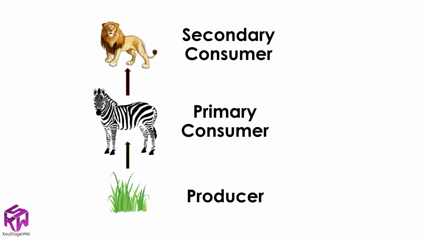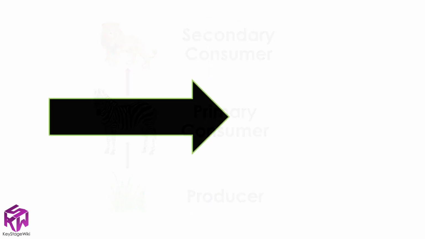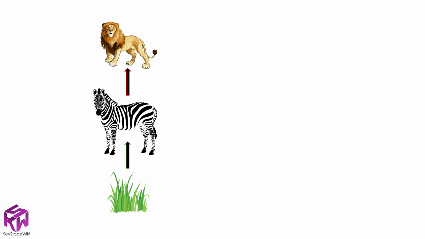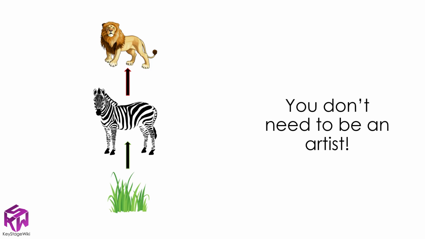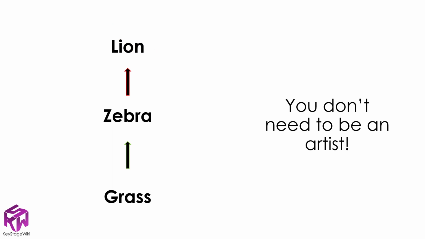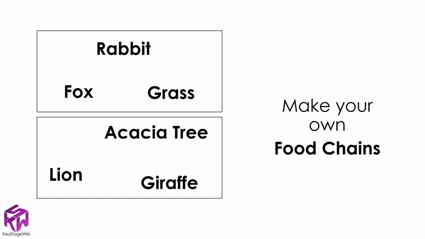So, what do the arrows represent on a food chain? These show us the direction of energy transfer from one organism to the next. Now remember, when drawing your own food chain, you don't need to be an artist. It's enough just to write the names of the organisms with the arrows to show the energy transfer.